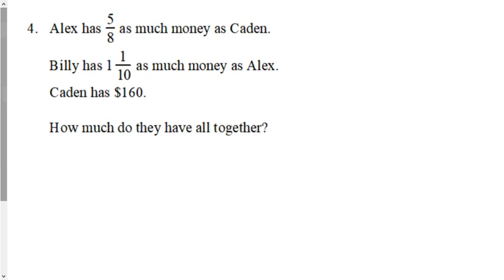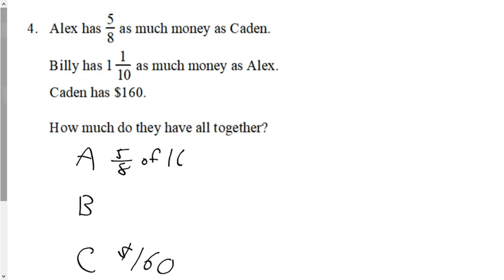Our last question is, Alex has 5/8 as much money as Caden. Billy has 1 1/10 as much money as Alex. Caden has $160. How much do they have all together? First smart thing to do is organize your data. We know that Caden has $160, so we'll just put that down next to Caden's. Billy has 1 1/10 as much as Alex, but we don't know how much that is, so we're going to wait on that. Alex has 5/8 as much as Caden's money. So since Alex has 5/8 of 160, that's how much Alex has.